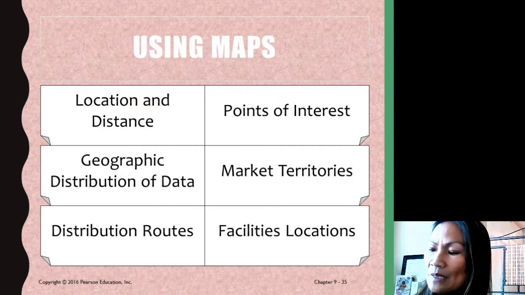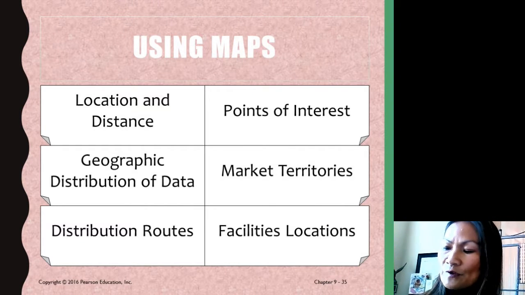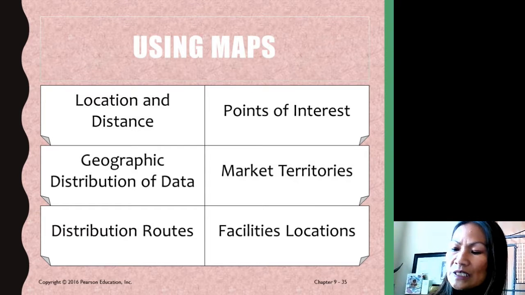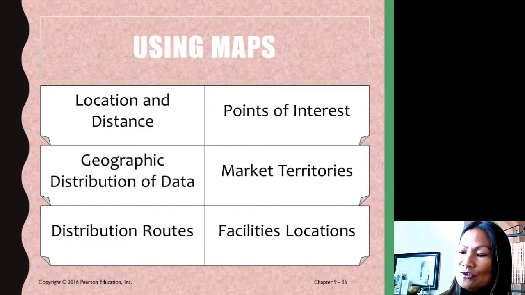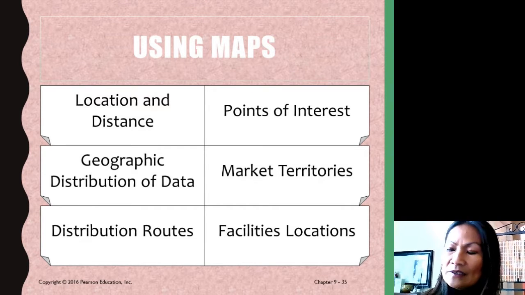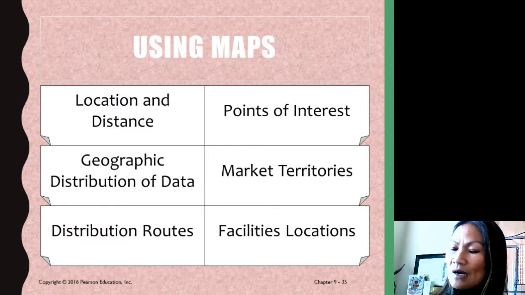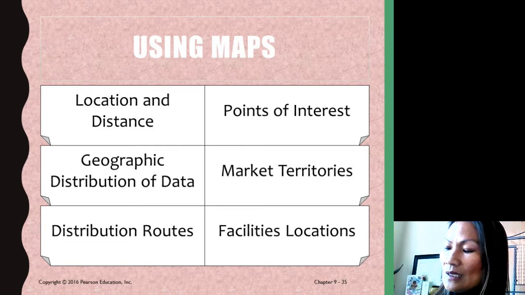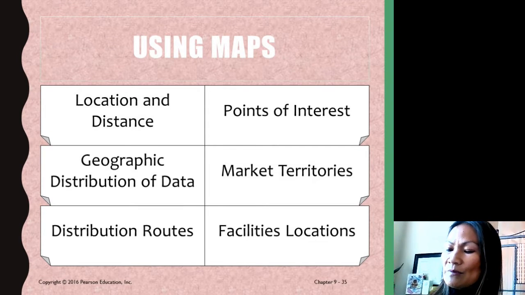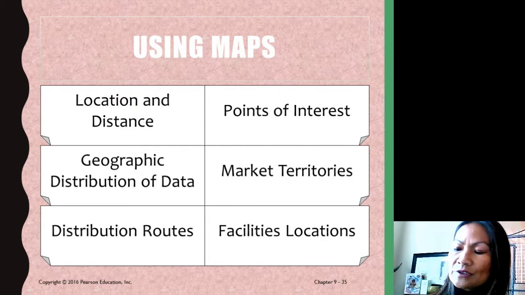Using maps. Maps are useful for showing locations, distance, points of interest, and geographic distribution of data. Simple maps are available via clip art libraries. When combined with databases, aerial or satellite photography, and geographic information such as GIS, maps become extremely powerful visual reporting tools.